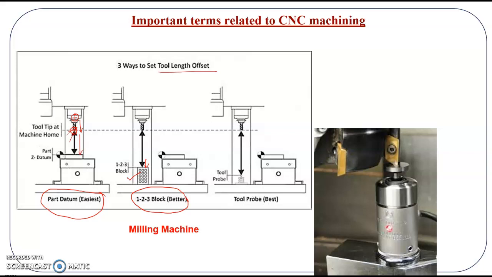And the best method is that you can use a tool probe. The tool probe can be seen over here. This one is an enlarged or magnified view of a tool probe. At the top of the tool probe, we can just touch the tool. The touch will be sensed by this probe and the probe will stop the movement of the spindle. Then the value can be recorded in the control system, the tool offset will be effected, and in the further program that will be added with the tool address.